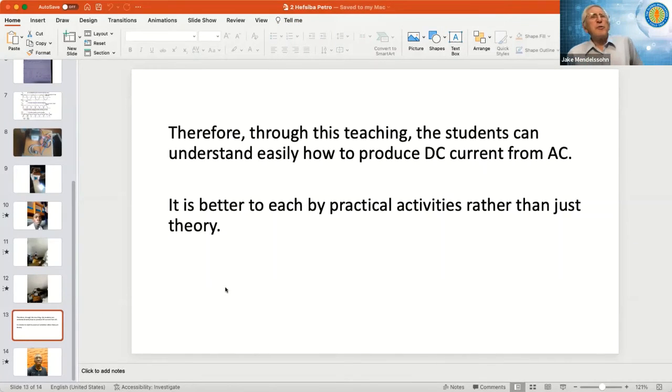So, therefore, through this teaching, the student can understand how easily it is to produce DC current from AC. It is better to teach by practical activities than just by theory.